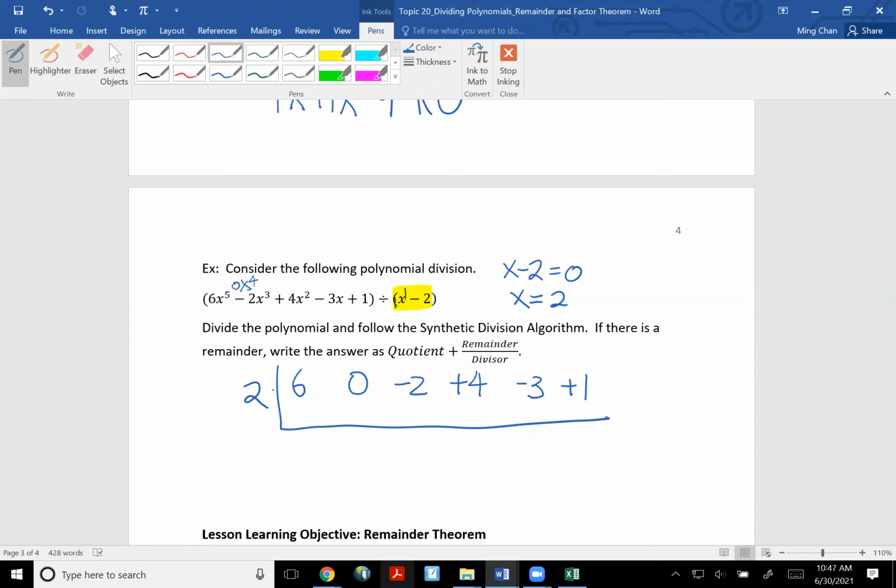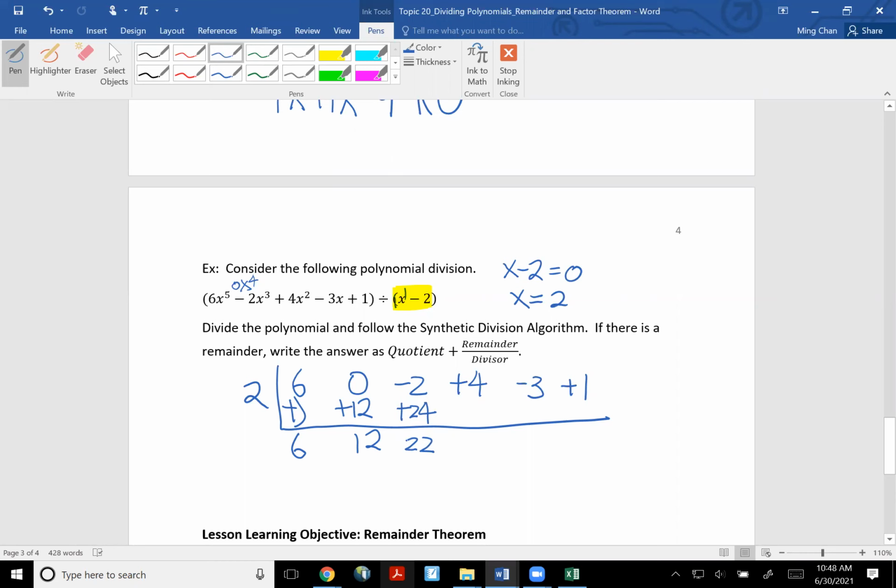All right, first step for synthetic division, bring down the first coefficient. Then we multiply. 2 times 6 is 12. You put that 12 below the next term. In synthetic division, we add. 0 plus 12 is 12. All right, once you write the quotient, you multiply again. 2 times the 12 is 24. Put it below the following term. Negative 2 plus 24 is 22.